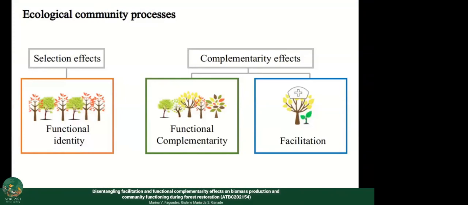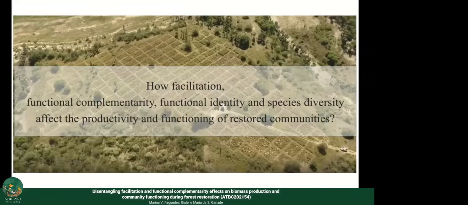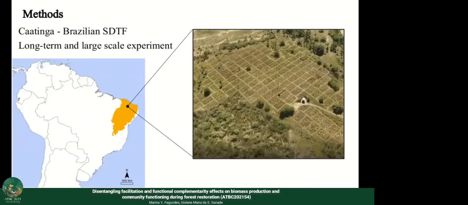Here we have some of the well-known processes on communities, which are the selection effect related to community functional identity and the complementarity effects related to how species interact between them. And our aim is to understand how facilitation, functional complementarity, functional identity, and species diversity affect the productivity and the functioning of restored communities. We conducted our experiment in the Brazilian seasonally dry tropical forest, the Caatinga, and the experiment itself was conducted in the National Forest of Açu.